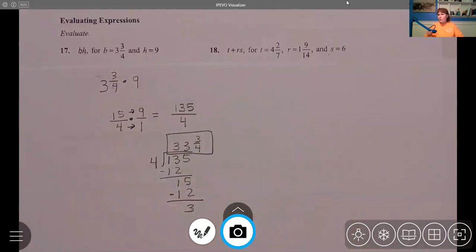So again, make sure you check your signs. You might want to make a note when you're taking your test, check the sign, so that you don't make a mistake after you've done all of this work by just forgetting a negative. All right, well, let's look at number 18 here.